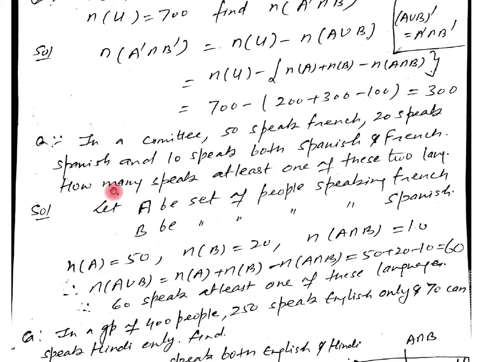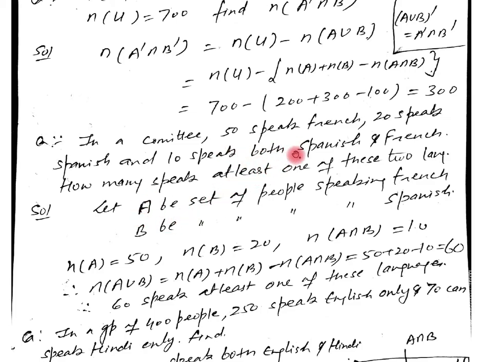I have understood this question. The question is: 50 speak French, 20 speak Spanish and 10 speak both Spanish and French. How many speak at least one of these two languages? First, the meaning of "at least one" or "either A or B" means we have to find the union of A and B.